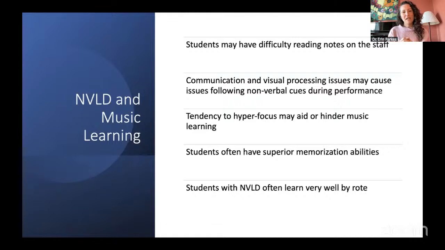Students with NVLD often have superior memorization abilities. So this is something that you can really, really latch onto. And again, probably not by learning to read the music, but by rote or kinesthetic learning or whatever way you're teaching them. And students with NVLD often learn very well by rote. Note that the one thing we haven't seen here that we saw in the previous two is difficulty with rhythm. So it's not really something that we see when teaching students with NVLD.